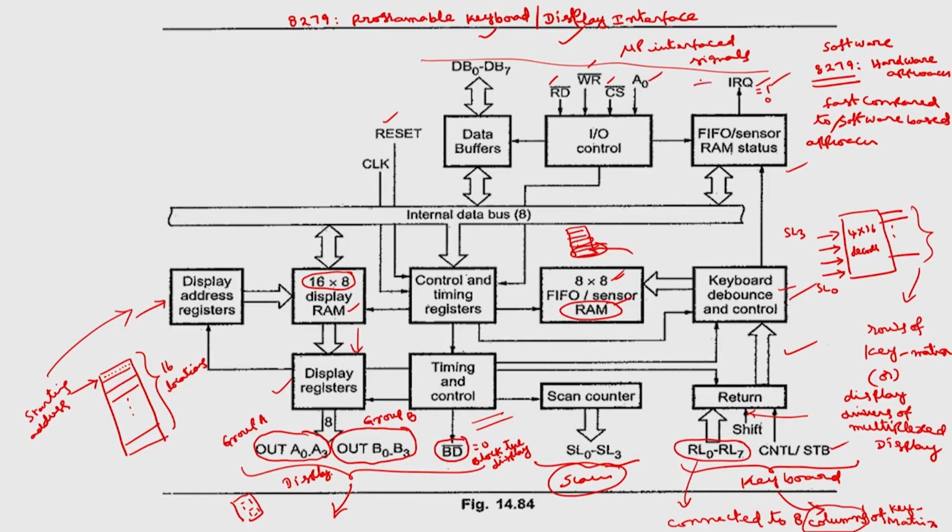This will be connected to one of the interrupts of the microprocessor, so that the microprocessor will complete the execution of the current instruction. It will go to the interrupt service subroutine, it will read the data corresponding to that key and it will come back. So, these are the different signals of 8279. We can interface this 8279 to 8086 in a similar manner to that of 8251.